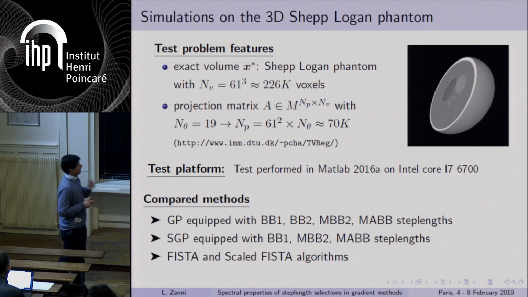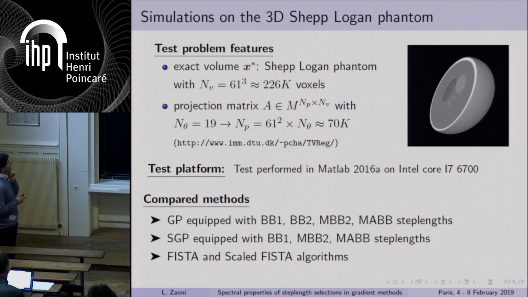The test problem is based on the well-known phantom. Here we have the size, in terms of voxels, of our problem. This is the number of columns of the projection matrix, while the number of rows of the projection matrix is given by the number of angles of projection and by the size of the detector.